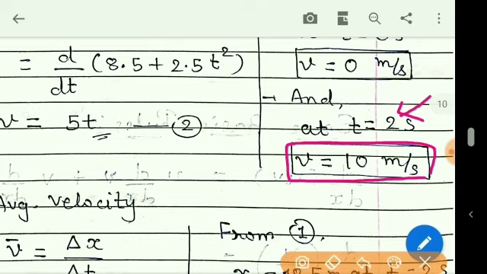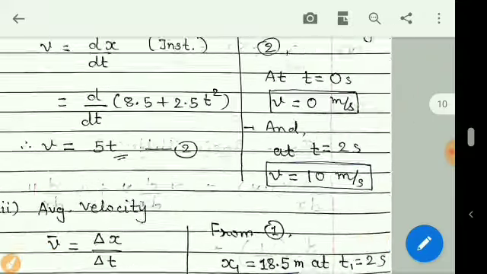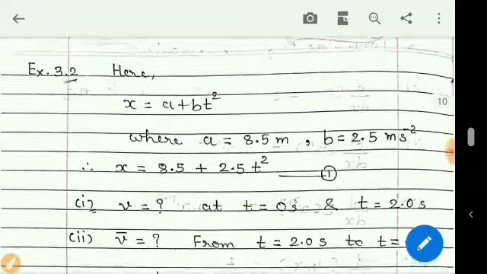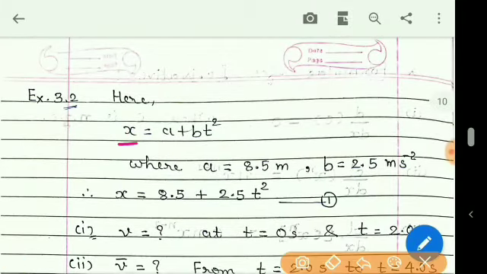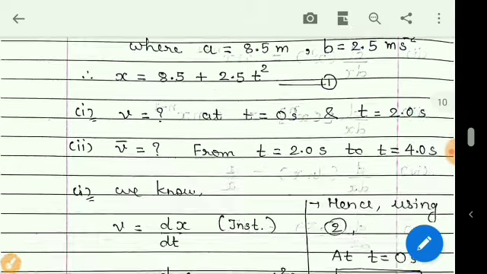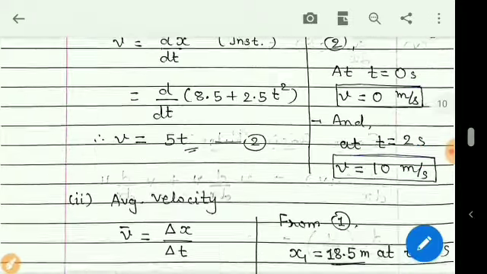And whenever you write your final answer, the unit should be mentioned, meter per second. Why? It is because here this x is in meter. Just go through the statement. This x position is given in meter and the time is given in second. You can see here the time is given in second, and so the unit is meter per second.